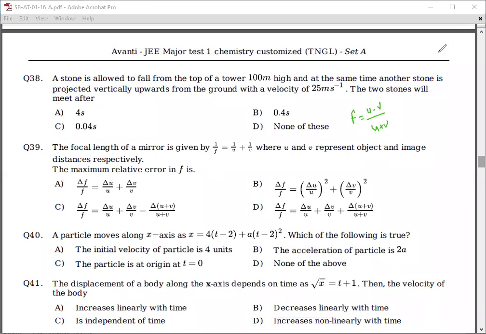Agree? Any doubt? So this is your third statement. F is u into v, so I can say that delta f by f is equal to delta u by u plus delta v by v, right? And then the one below, so plus this whole one term: delta u plus v by u plus v, and we know that we will always have plus. Right? For maximum relative error we will always have plus. So is this clear, D? Everyone? Okay, very good.